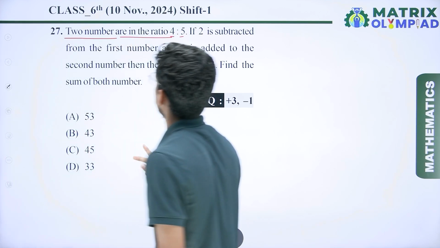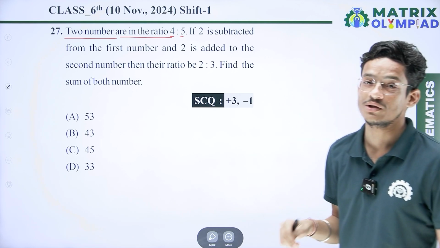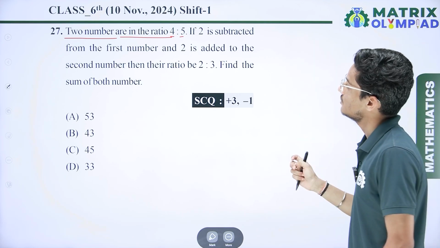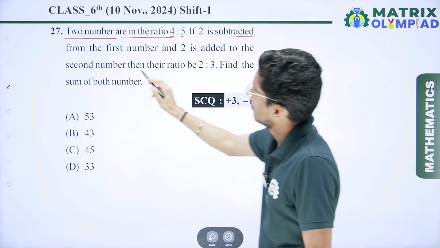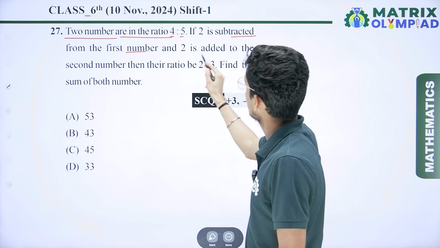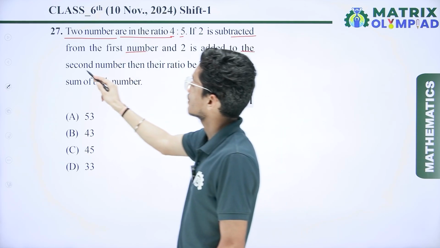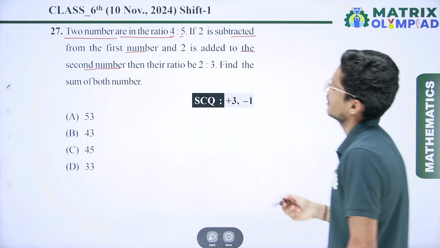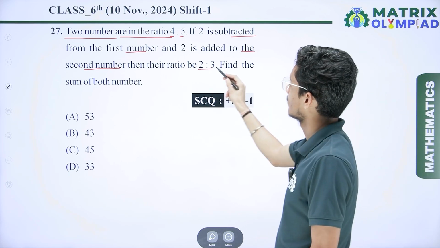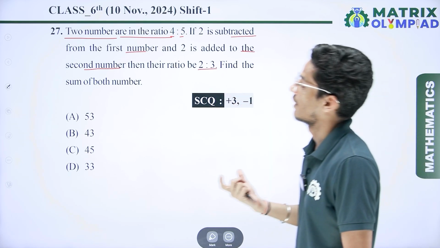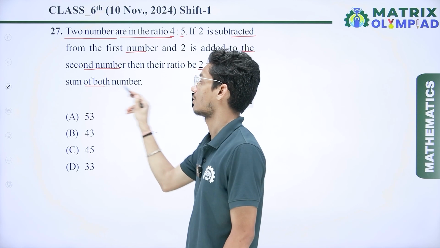So here we have two numbers and the ratio is 4:5. If 2 is subtracted from the first number and 2 is added to the second number, then the ratio becomes 2:3. Find the sum of both numbers.